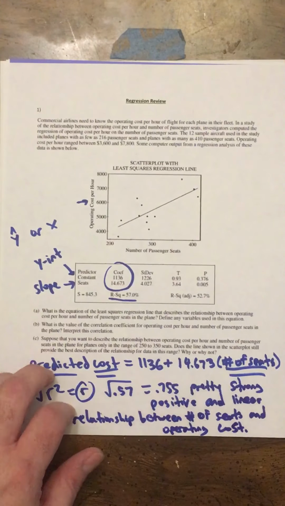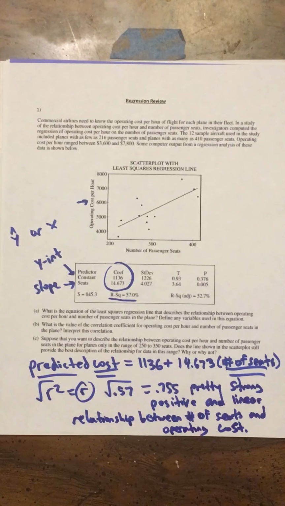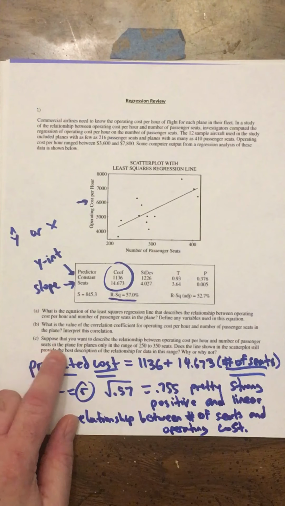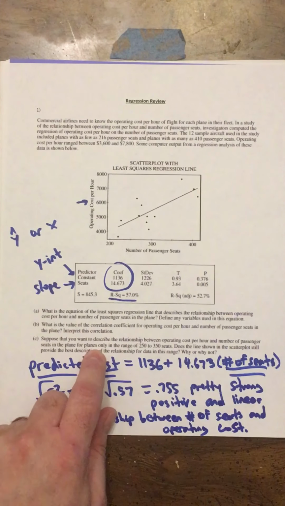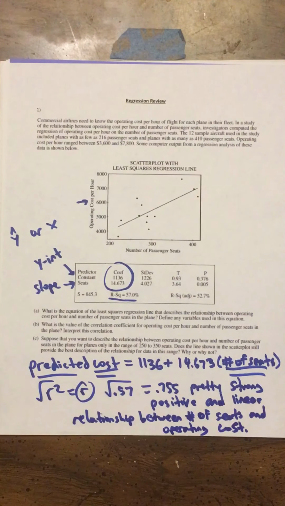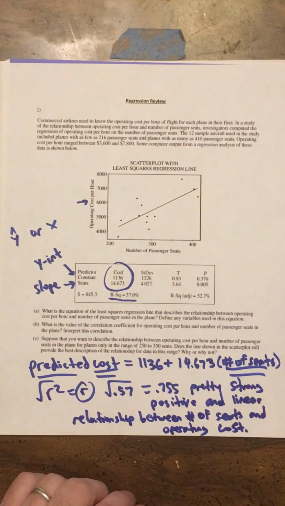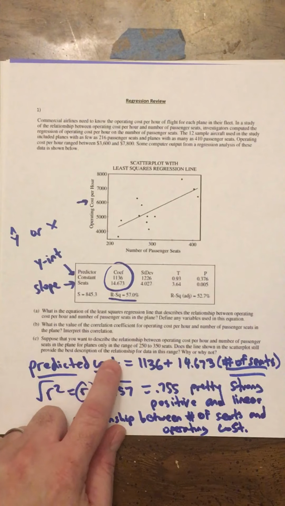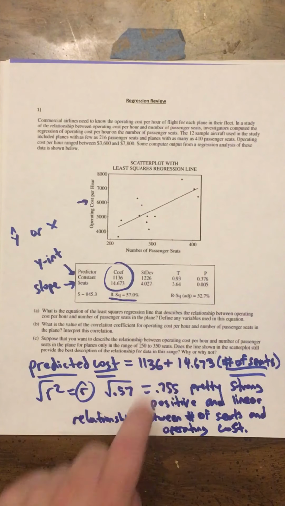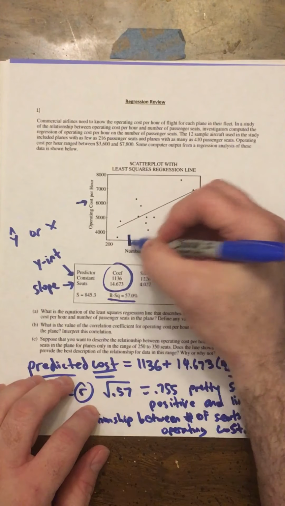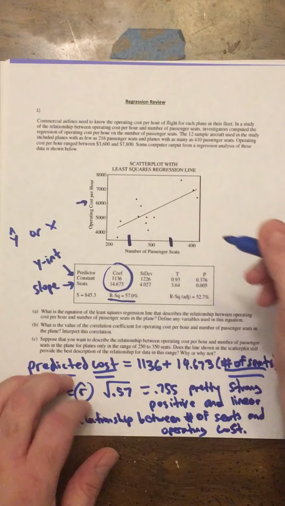Now for part C, I don't even know if I have to write anything here, but if I do, I'll write it on top. Suppose that you want to describe the relationship between operating cost per hour and the number of passenger seats on the plane for planes only in the range of 250 to 350 seats. Does the line shown here in the scatter plot still provide the best description of the data in this range? Why or why not? So we're talking between 250 and 350.